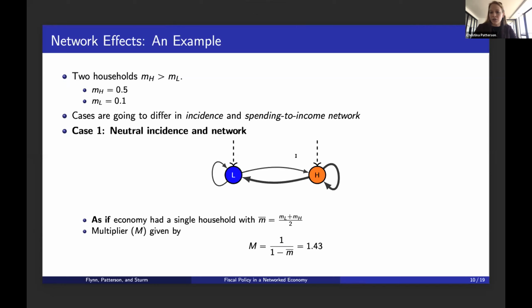Here, the government's going to split the transfer half and half between the low MPC and the high MPC guy. They're all going to spend their marginal dollars half and half on each sector. They go half to restaurants, half buy new cars. And here the shock is going to be as if the economy had a single household who had the average MPC of these two workers, and the multiplier is going to be given by 1 over 1 minus that average MPC.